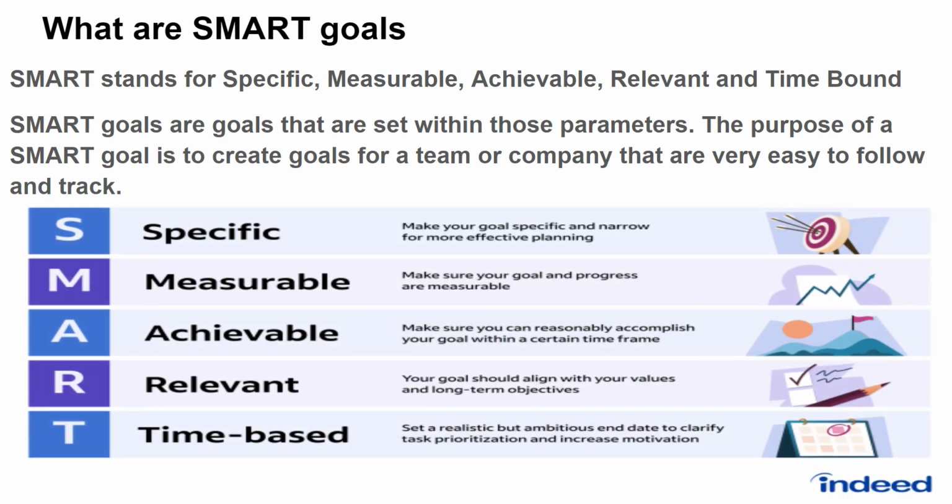This is a diagram of SMART goals and how you set them. You set them first by making sure that your goal is specific and narrow in order to make planning more effective. Then afterwards, you have to make sure that the goal is measurable and make sure that the progress is also measurable. Then you have to make sure that the goal is something that you can reasonably accomplish within a certain time frame. Next up, you have to make sure that the goal you're making should align with the values of the business as well as the business's long-term objectives.